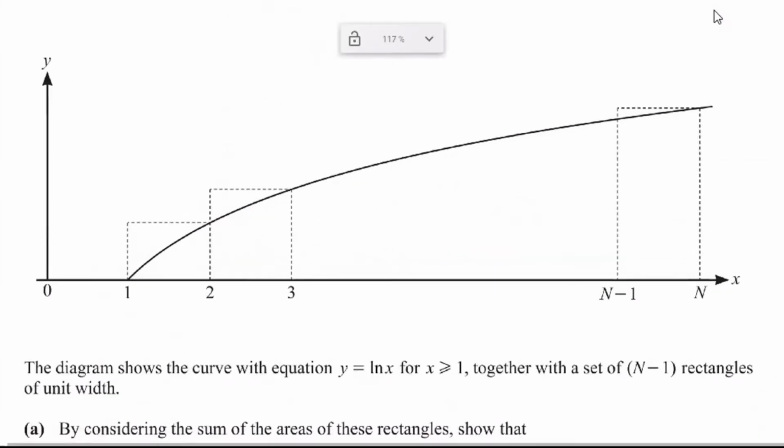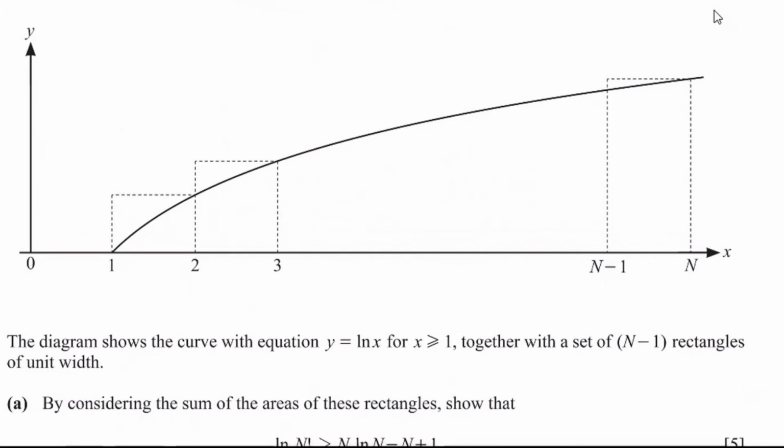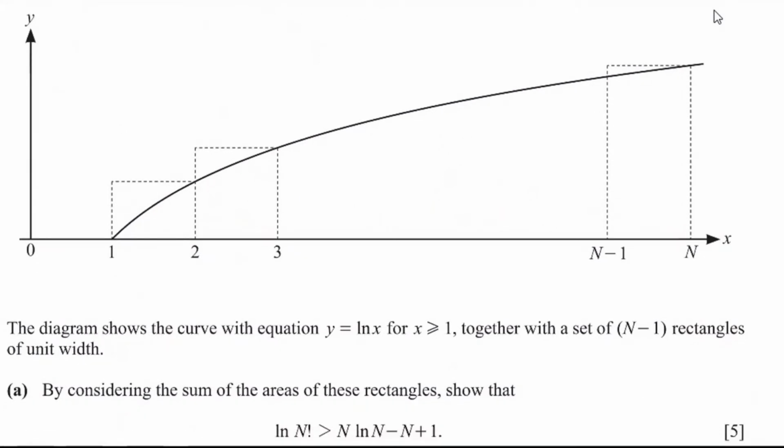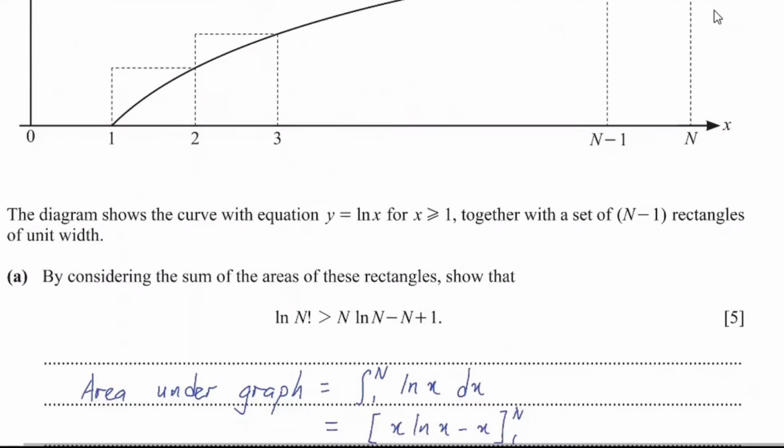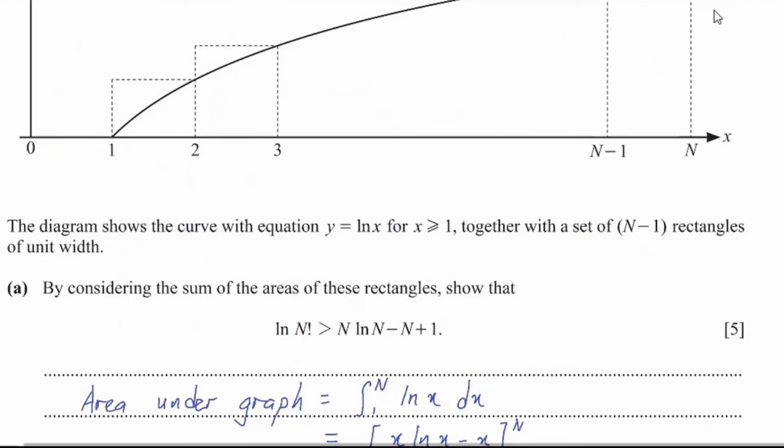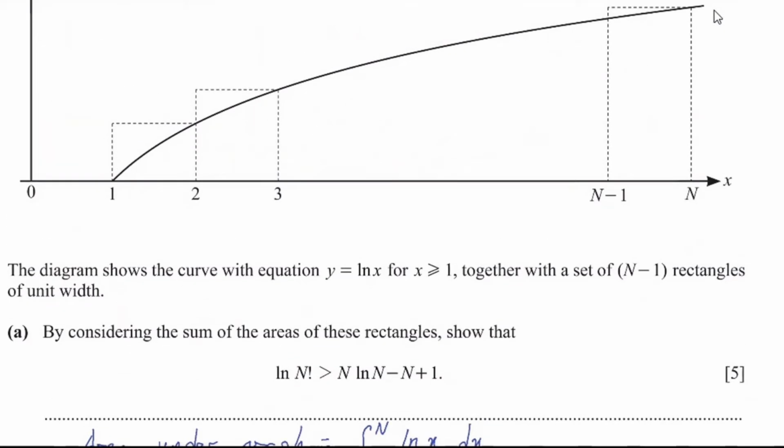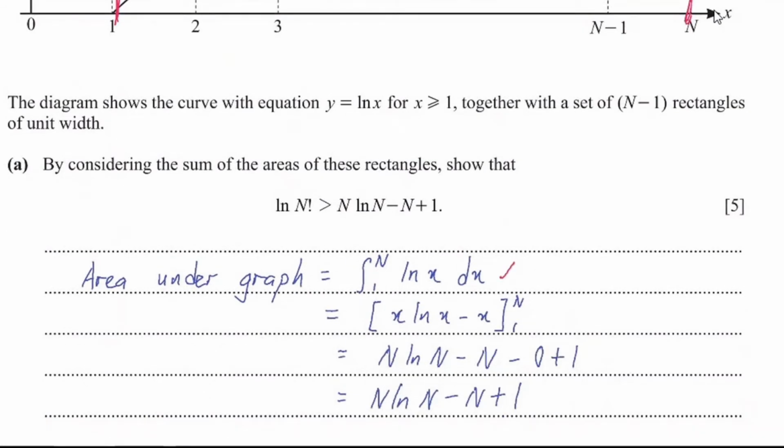Okay, so this is a question about the area of the rectangles. What we have is y equals ln x for the curve here. We consider the sum of the areas of these rectangles, and show that ln n factorial is greater than this expression here. So we need to look at two things here. One is the area under the curve that we want to compare. The area under the curve that we want to compare is from 1 to n. So we need to integrate ln x from 1 to n.